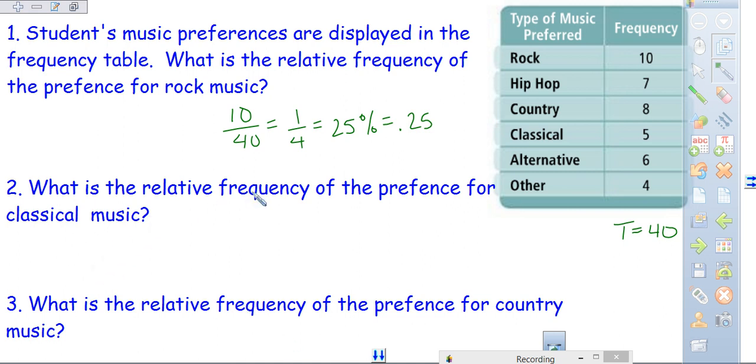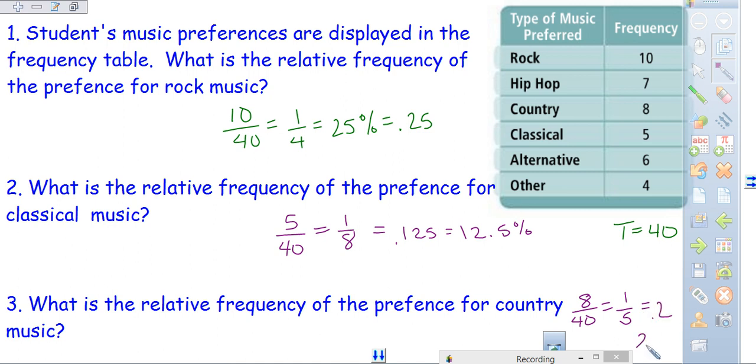Number 2, what is the relative frequency for the preference of classical music? People that like classical, there are 5 of them out of 40. Always reduce your fractions, so we get 1/8, 0.125, or 12.5%. What is the relative frequency of the preference for country music? Country has 8 people out of 40, so that gives me 1/5, or 20%.